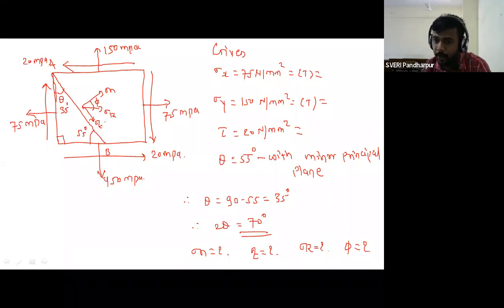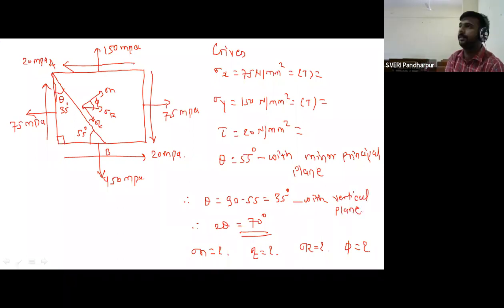Now here, in front of 35 degree, you can write with vertical plane. Now follow our procedure, draw vertical axis, horizontal axis.